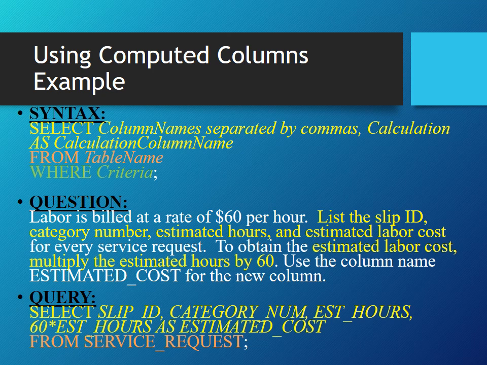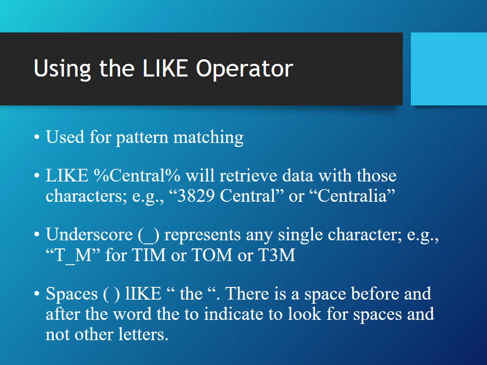Now on to an operator for looking for specific information in text. The like operator is used for pattern matching in text. The percent symbol represents all data after or before the percent sign. An underscore represents any single character. You can use a space as a character to represent a word you are searching for, like ' the '. There is a space before and after the word to indicate to look for spaces and not other letters.